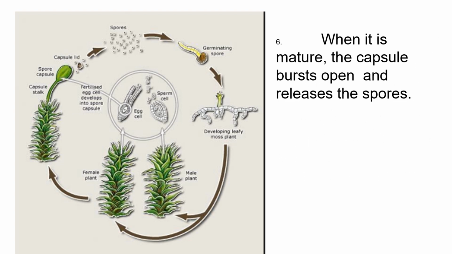And finally, this is going to be stage 6 up here. When it is mature, the capsule bursts open and releases the spores, which then brings us back to stage 1. So it's easiest to see it kind of in a cycle that continues to grow, because then those spores would begin growing into the gametophyte stage, and then the process would go on and on.